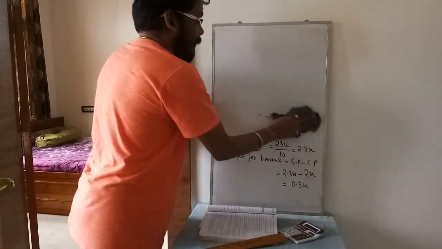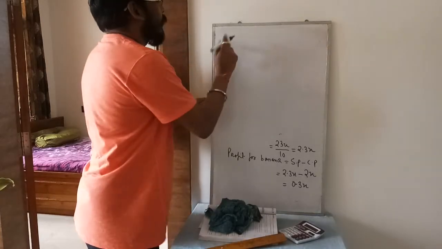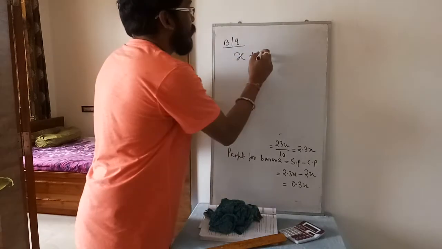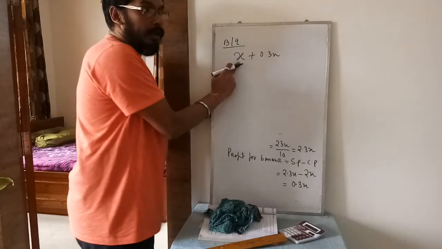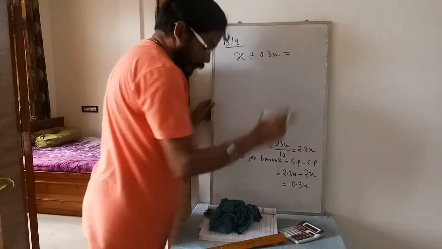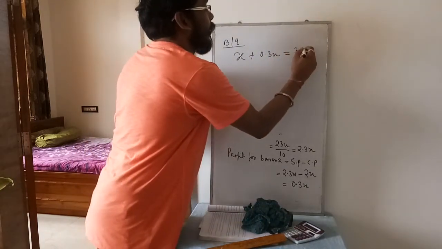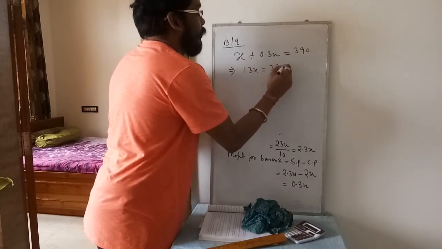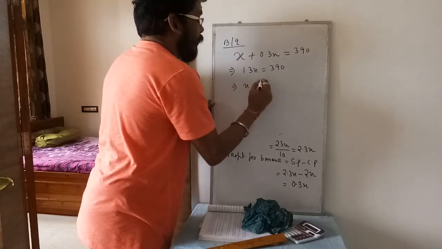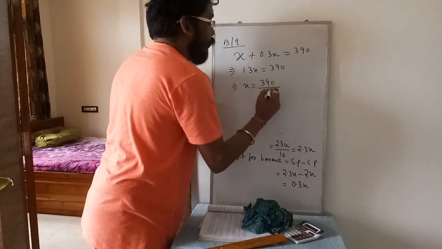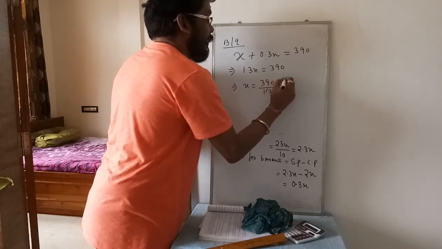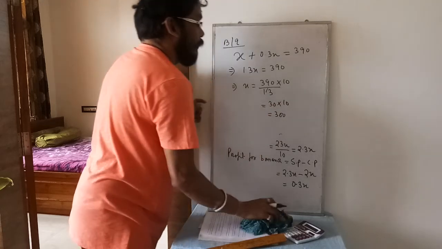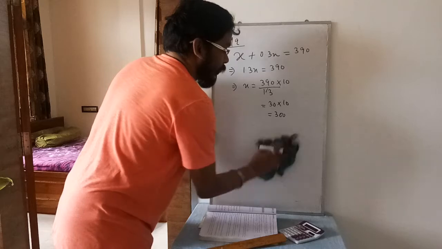So now it is time to form an equation. By the question, profit of orange is x and for banana it is 0.3x. So profit of orange plus profit of banana will give the total profit, and the total profit was 390. If you add up, it will be 1.3x equal to 390. So x equals 390 by 1.3. If you remove the decimal, it is 3900 by 13, so it is 300.